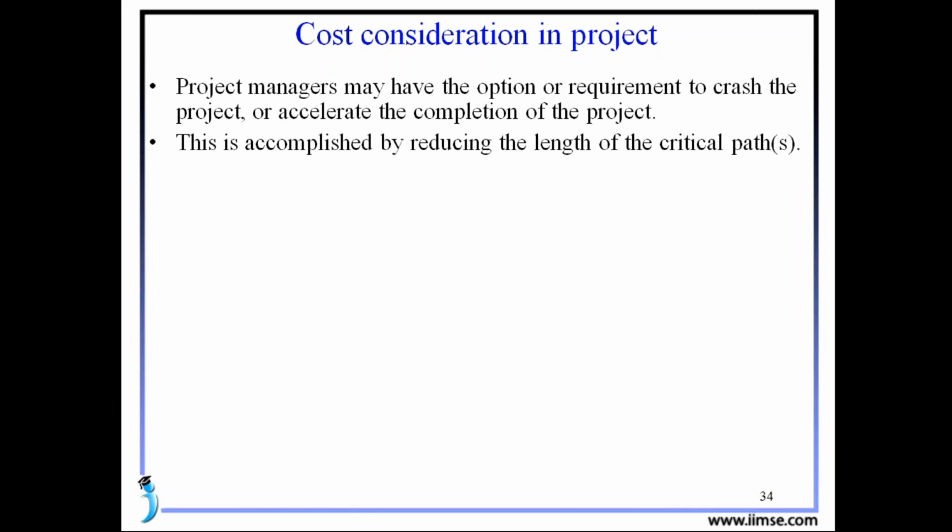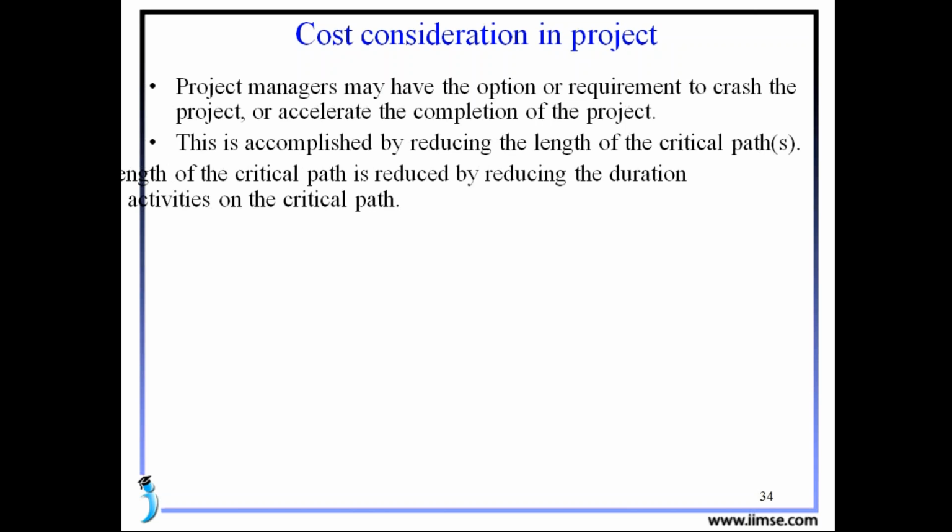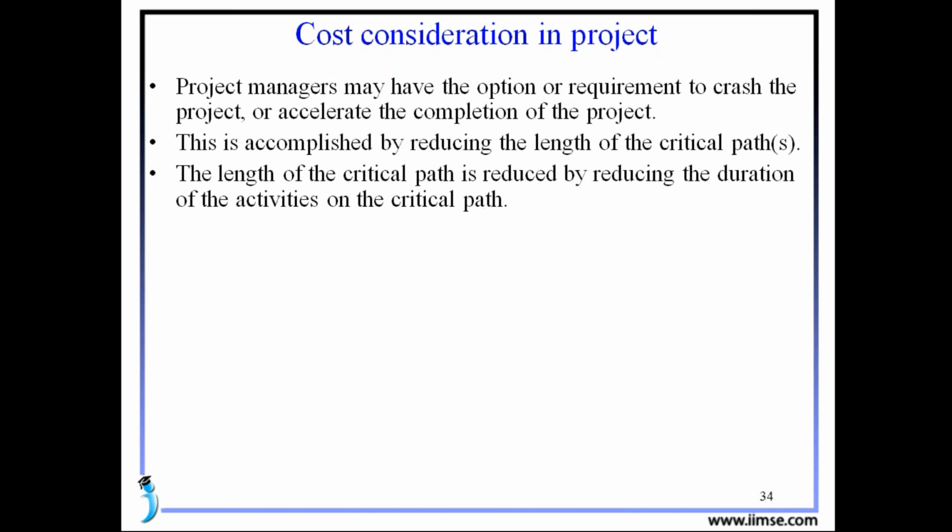If there is any possibility to reduce the duration of an activity which is involved in the critical path, then they will try to reduce it if possibilities are there. But how do they reduce it? By providing extra resources. The length of the critical path is reduced by reducing the duration of the activities on the critical path.